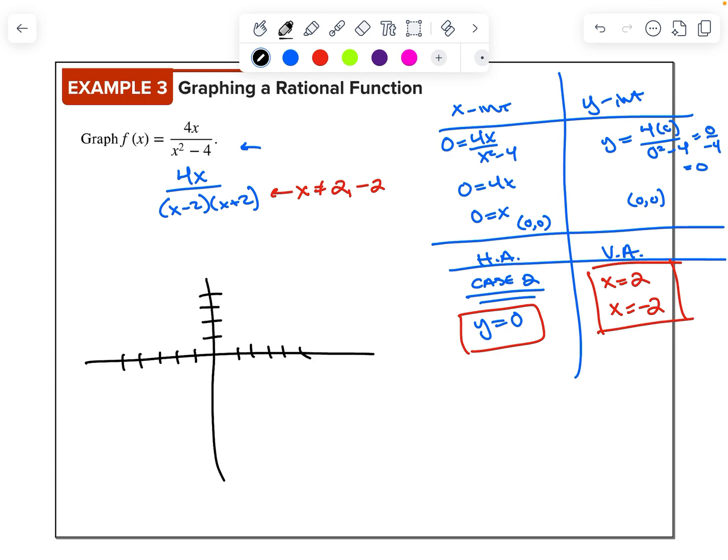All right, we have a horizontal asymptote. I'm going to do the asymptotes first. Horizontal asymptote at y equals 0. Remember, this one is flexible. It can cross it, but it's going to want to follow that rain gutter. Vertical asymptote at x equals negative 2. Vertical asymptote at x equals positive 2.